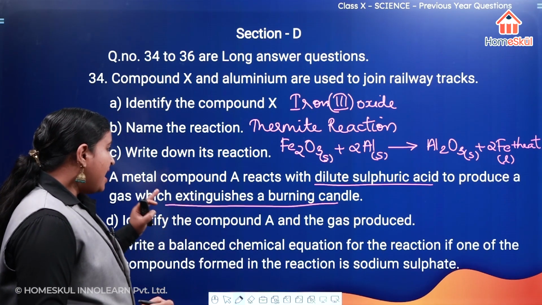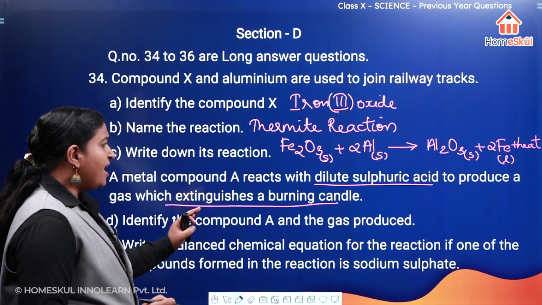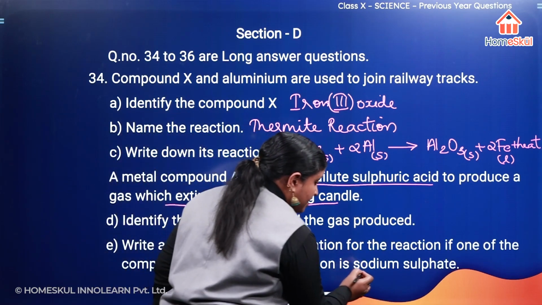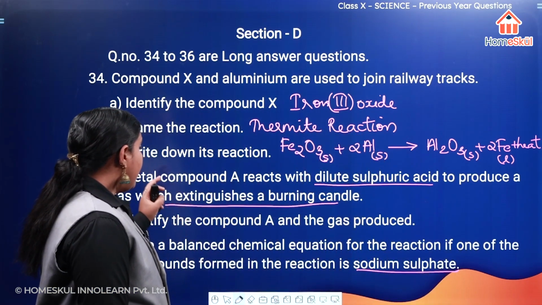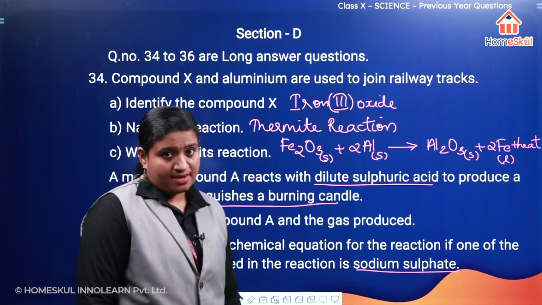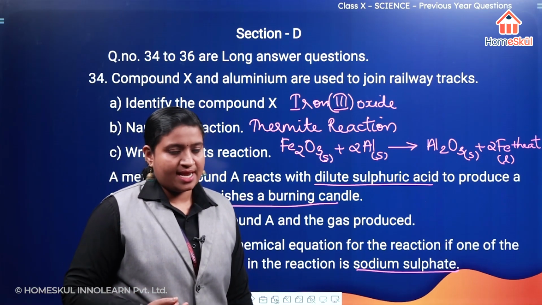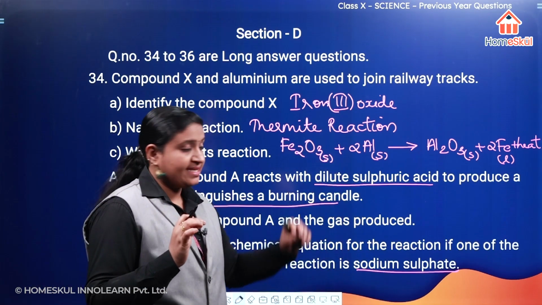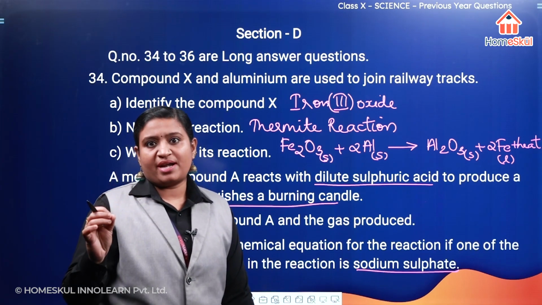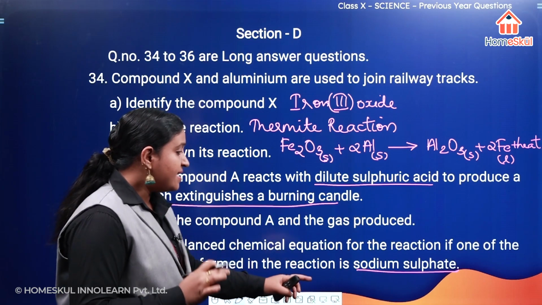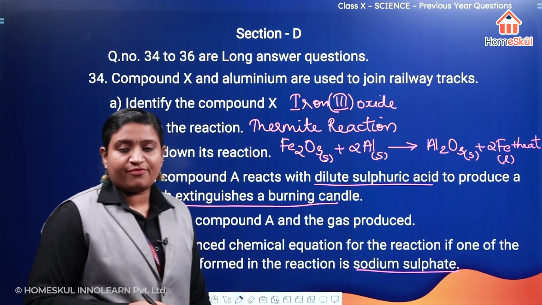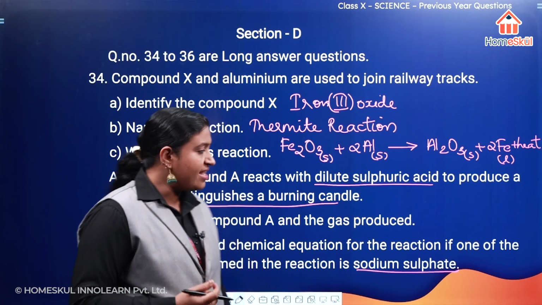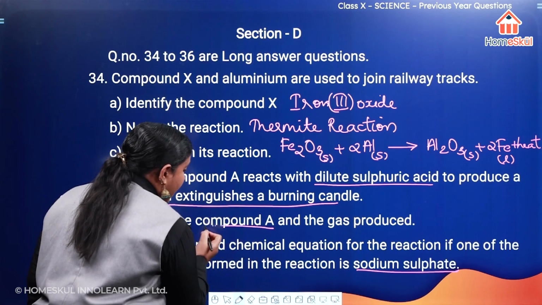Okay. So, let's see the reaction. Here, the compound reacts with sulfuric acid. One of the products formed is sodium sulfate. And here, a gas is produced which extinguishes a burning candle. We know that is carbon dioxide, isn't it? So, whenever a metal carbonate reacts with an acid, we will get a metal salt, carbon dioxide and water. Okay, since here sodium sulfate is one of the products formed, what will be the metal carbonate here? It will be sodium carbonate. Clear, children?